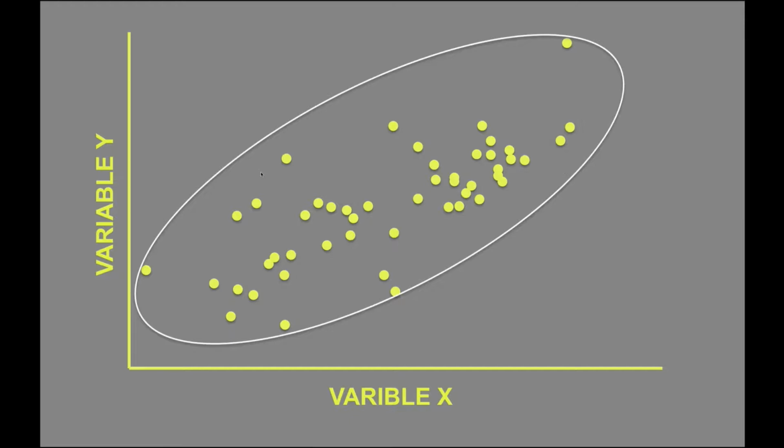The direction in which the envelope is pointing indicates the direction of the relationship. Additionally, the more elongated and thinner the envelope appears, the stronger the relationship between the variables. Alternatively, if the envelope is very round or appears to look like a chocolate chip cookie, this signifies that there is a very weak relationship between the variables.